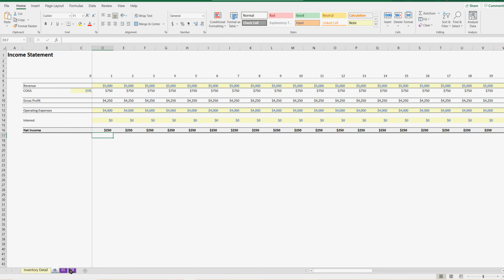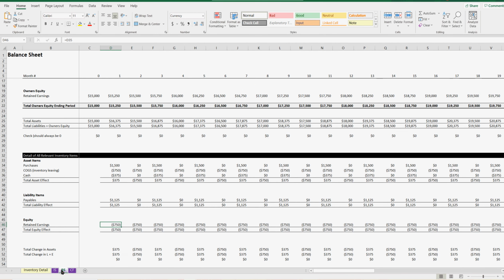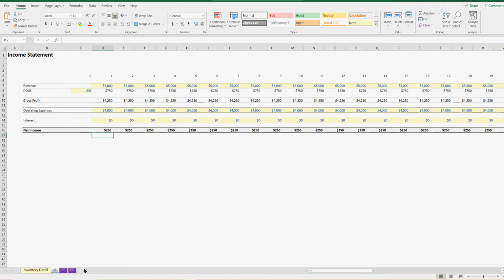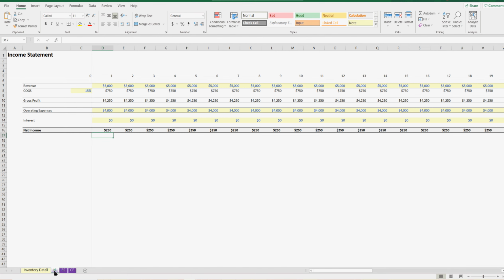Oh right, because we're assuming this inventory of 8,000 in month zero matches up with the inventory balance here of 8,000. So to get it to match, we had to show the 8,000 of cash going or purchases going out.